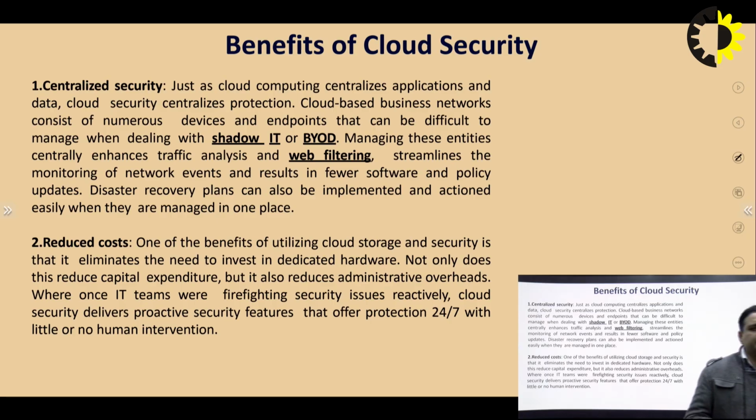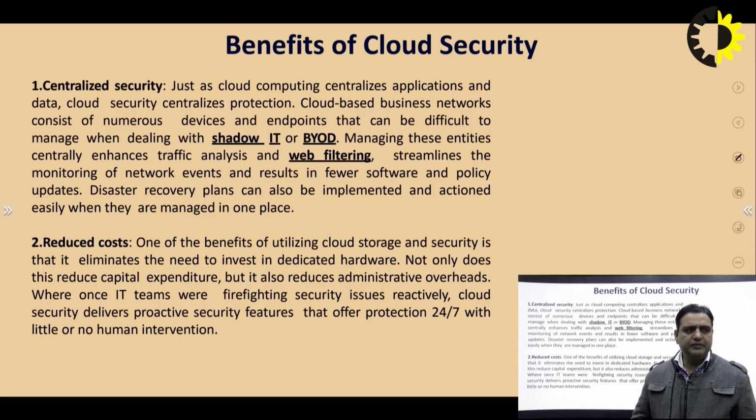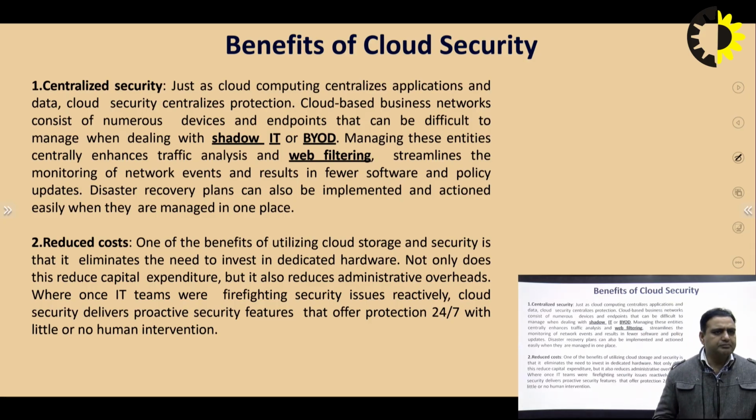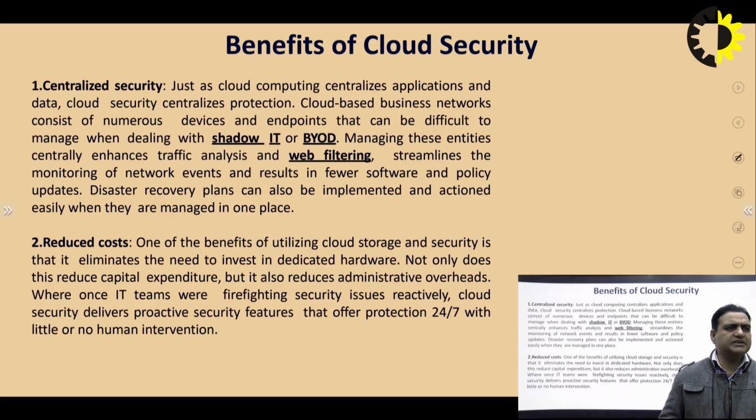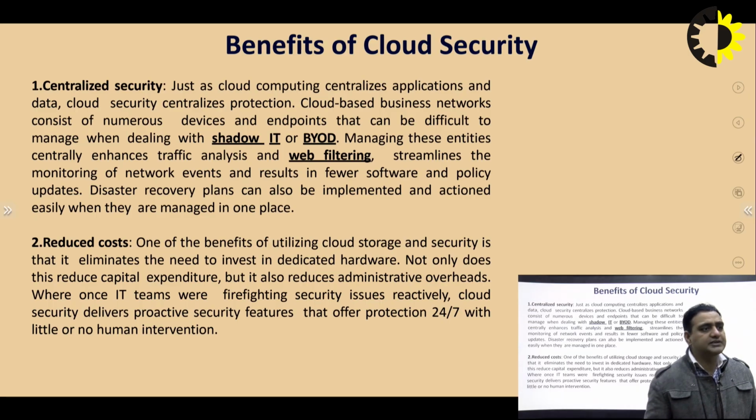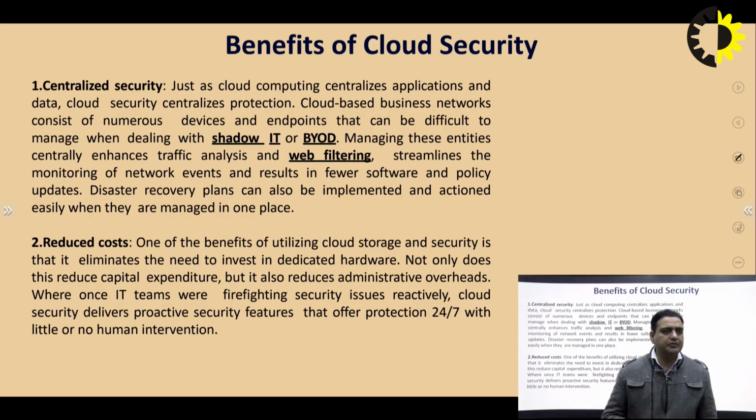First is centralized security, covering BYOD or shadow IT. Just as cloud computing centralizes applications and data, cloud security centralizes protections. Cloud-based business networks consist of numbers of devices and endpoints that can be difficult to manage when dealing with shadow IT or BYOD.